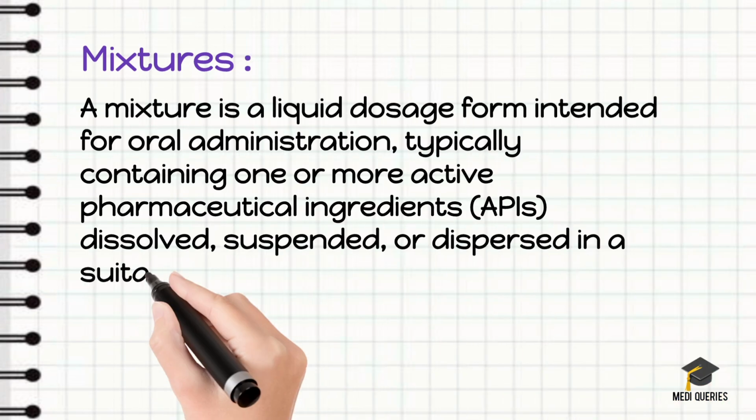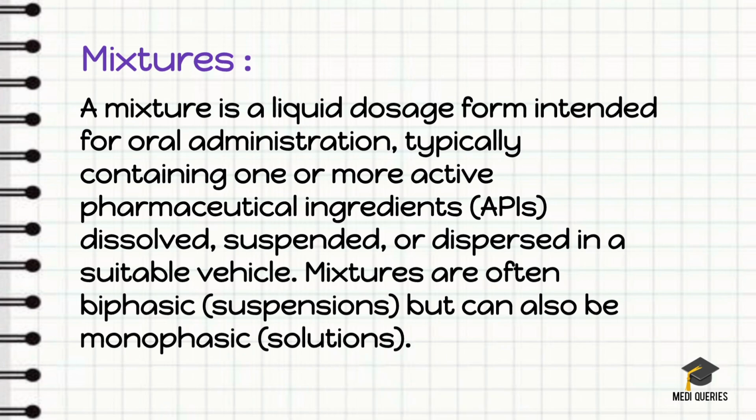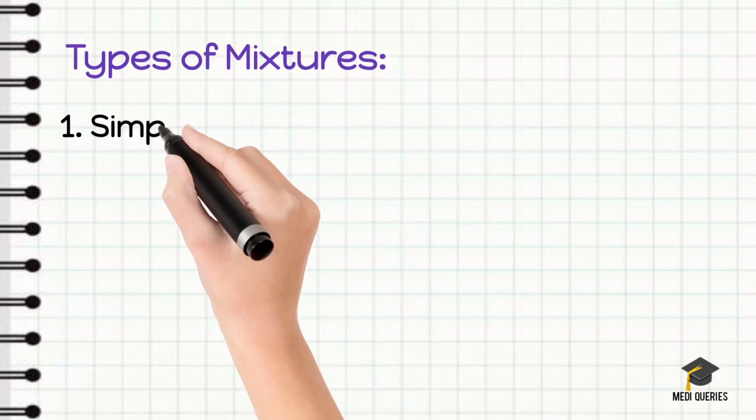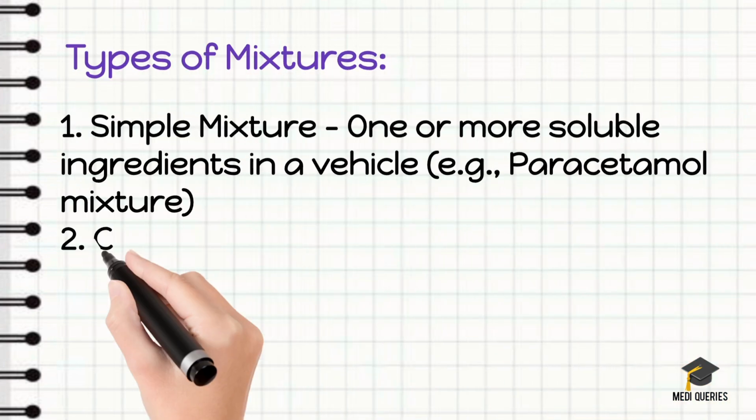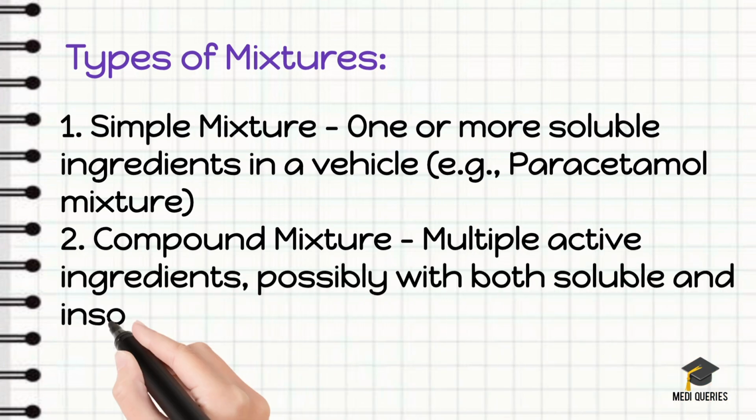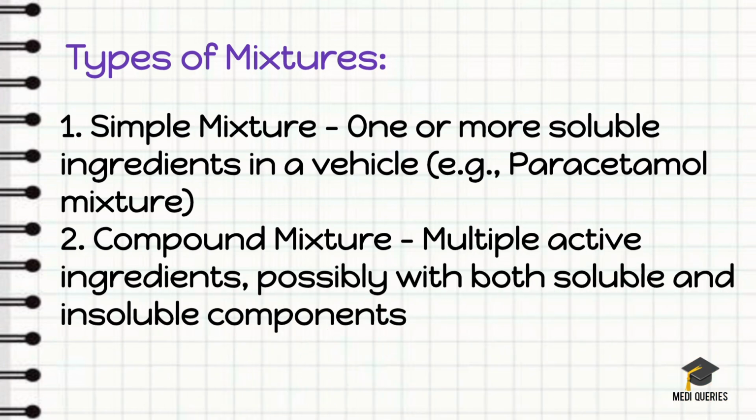Formulation of the mixtures. A mixture is a liquid dosage form intended for oral administration, typically containing one or more active pharmaceutical ingredients which are mainly dissolved, suspended or dispersed in a suitable vehicle. Such preparations are called mixtures. Mixtures are often biphasic, like suspensions, but can also be monophasic, like solutions. There are many types of mixtures: the simple mixture, compound mixture, suspension mixture, emulsion mixture, linctus, elixirs and syrups, etc.